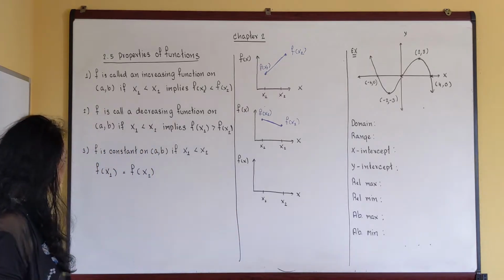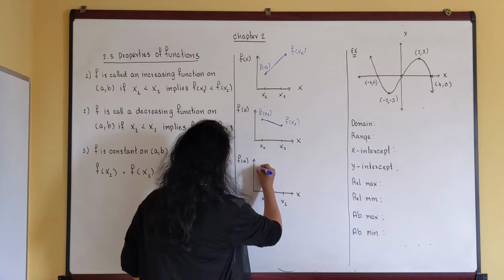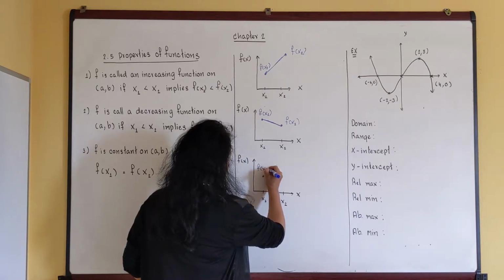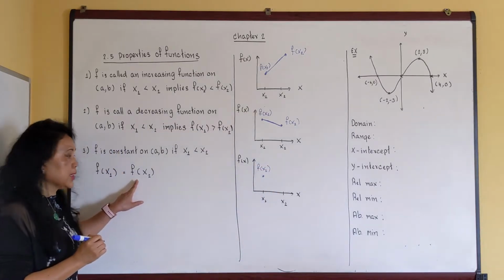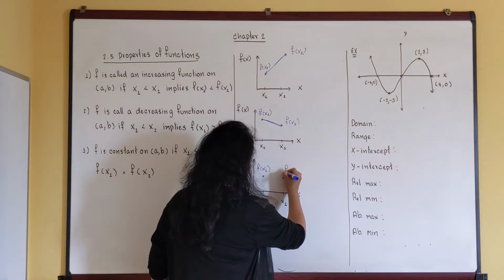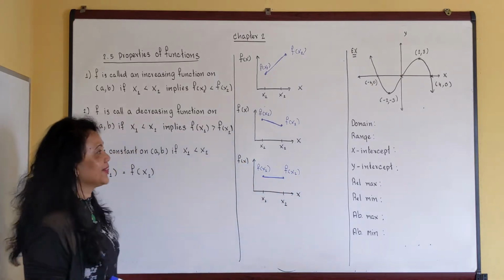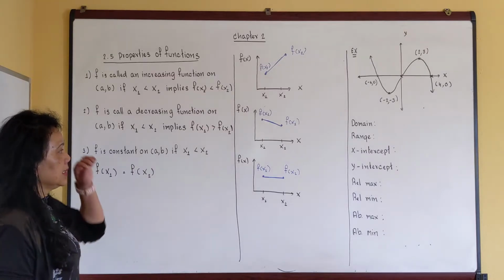Next definition, f is constant on an interval AB if x1 less than x2, f of x1. Let's say my f of x1 is right here, my f of x2 has to be equal to f of x1. So it has to be the same level. So they're equal. So that's constant. All right.